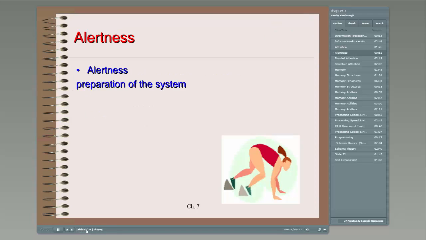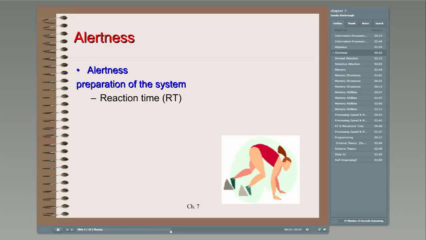The idea of alertness is that our system is prepared. If we are prepared, our reaction time is going to be faster. Reaction time is the time that elapses from the presentation of a stimulus to the initiation of a response. So if you're sprinting, it's the time from when the gun goes off until the time you start to move.